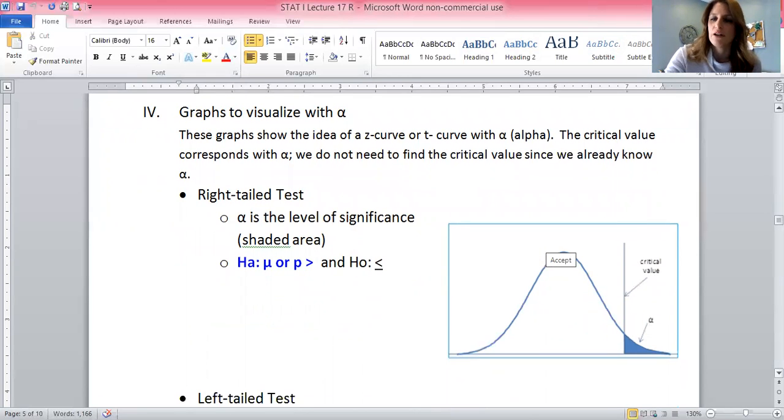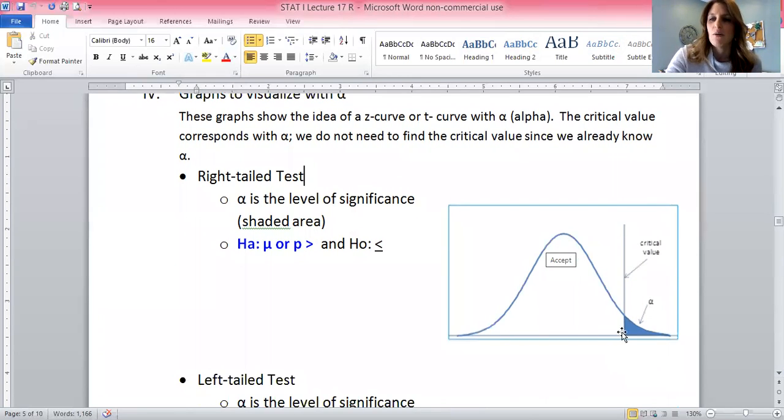So here's what we call a right tail test. That means my test statistic would be somewhere over here. I don't know if it's going to be to the left or to the right of the critical value. That's something we will find out in the conclusion. But what I'm trying to show you is the curve and where alpha is located. On the right tail test, that means it's a greater than. I'm looking at an alpha over here in the tail.